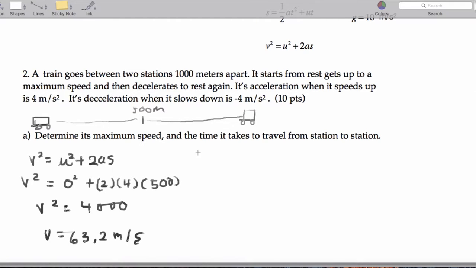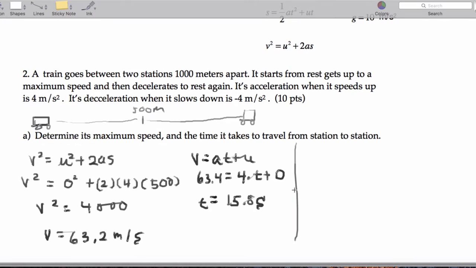All right, now let's get the time it takes to go for that first half. So v equals at plus u. So 63.2 equals 4 times t plus 0. And so that's going to give us a time of a little over 15 seconds, 15.8 seconds. Okay, that's the first part of the trip.